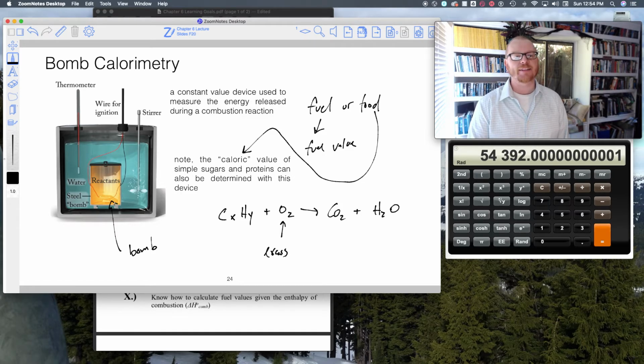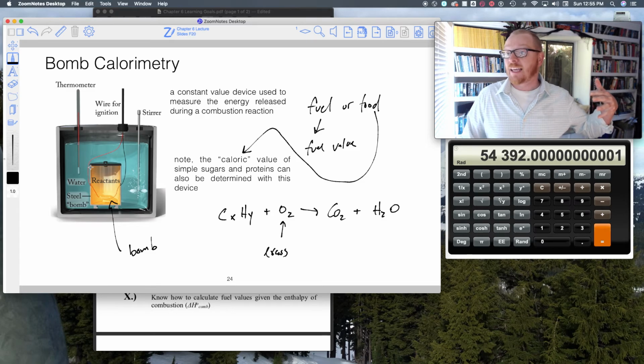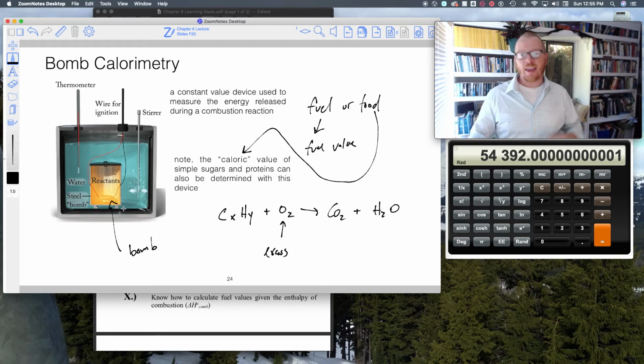And so what ends up happening is this whole thing is surrounded by water to keep it safe, because there's an enormous amount of energy released in these bomb calorimetry experiments. So all of that energy is absorbed by the water. So in this instrument, the change in temperature is indicated by the water. So there might only be a couple degrees change in temperature due to the water, because water has such an enormous heat capacity. If this water were not there, it would blow up.